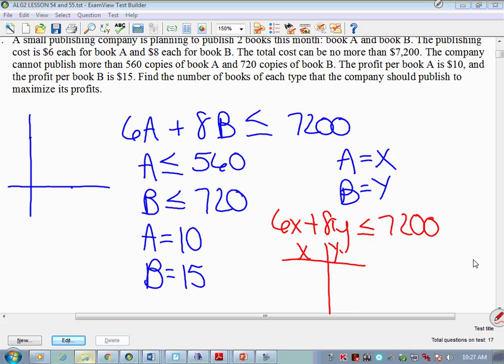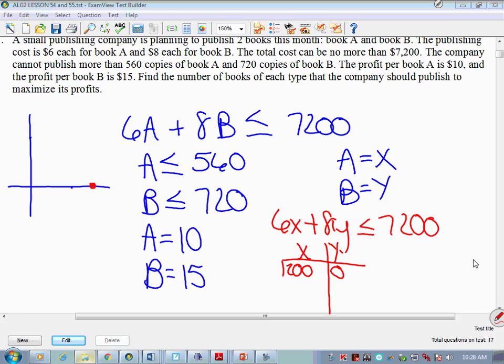Okay? So with this, the first thing I'm going to do is plug in 0 for y. If I plug in 0 for y, 8 times 0 is what? 0. So what I'm left with is 6x is less than or equal to 7,200. If I wanted to find x, all I have to do is what? 7,200 divided by 6, which is what? 1,200. Okay? That is my x-intercept. I would come out over here to where I found 1,200, and I would put a dot.